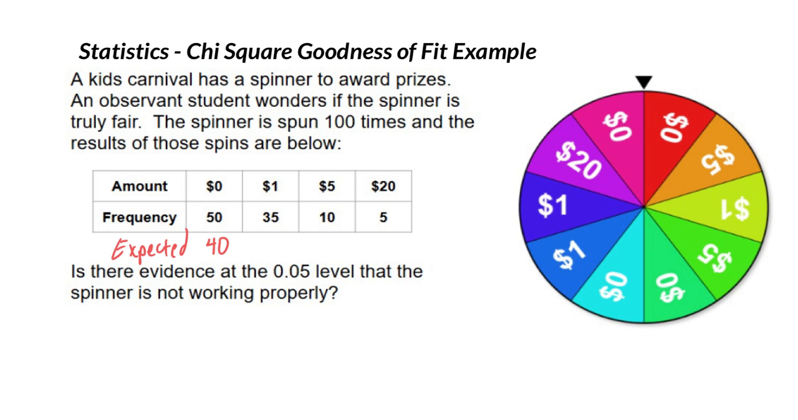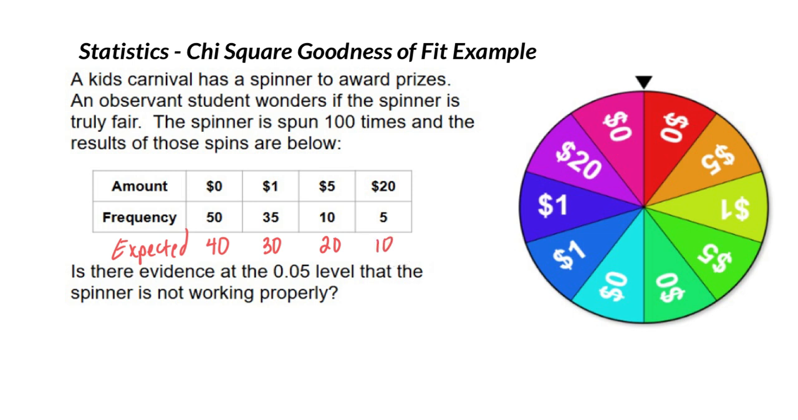Now, there were 3 $1 spots, so we would have thought we would have gotten 30 people that only won $1. There were 2 $5 spots. We would have thought we would have gotten 20 of those, and 1 $20. So all of these expected counts are just based on the proportions that should have happened. So, for example, 40% of the 100, so 0.4 times 100 is 40. 30% should have won $1, 0.3 times 100, 20%, 0.2 times 100, and then 10%, 1 out of the 10 spots.